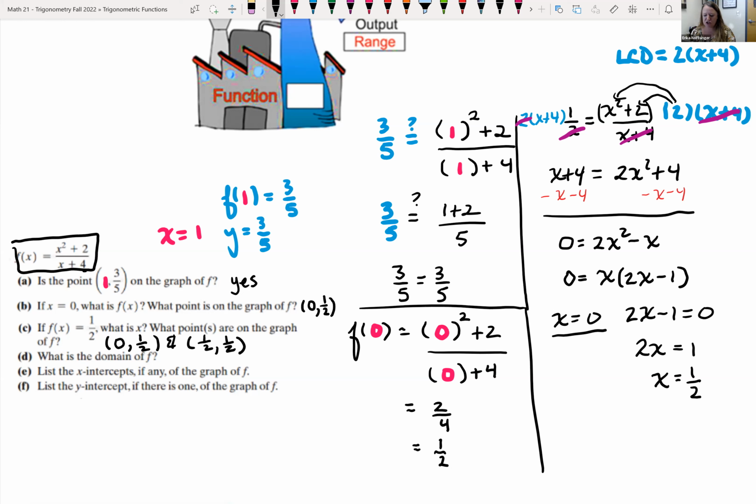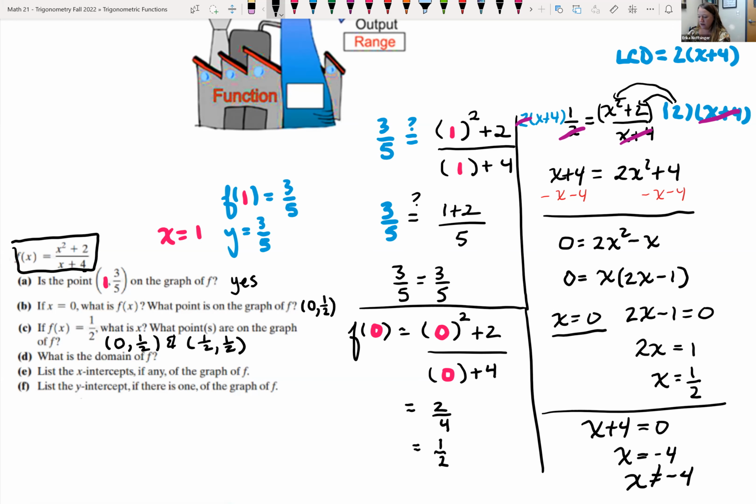So looking at my function f of x equals x squared plus 2 all over x plus 4, there's only one value I need to exclude, and that's the value that sets the denominator equals 0, which is x equals negative 4. So we're looking at when is x plus 4 equal to 0, x equals negative 4, and so x cannot equal negative 4. So there's a couple different ways that we can write this.